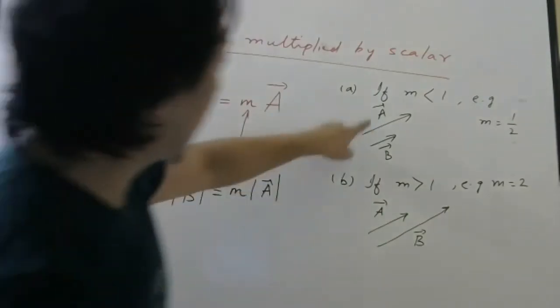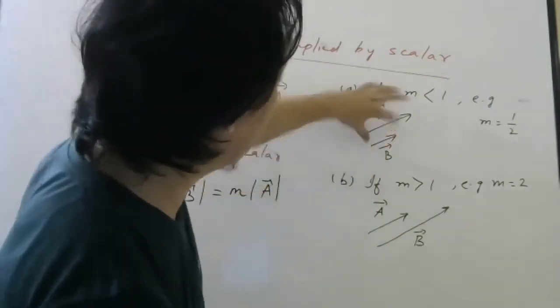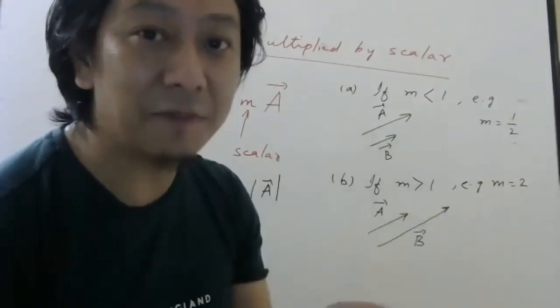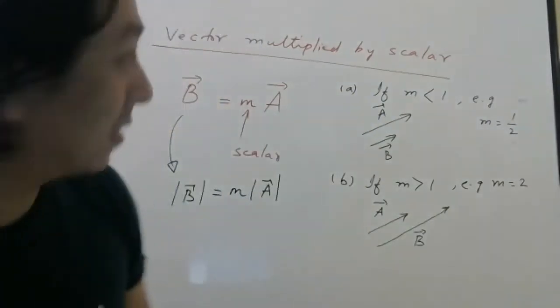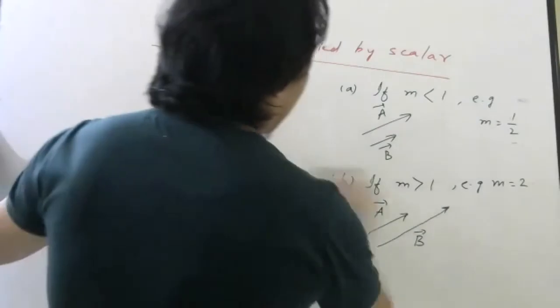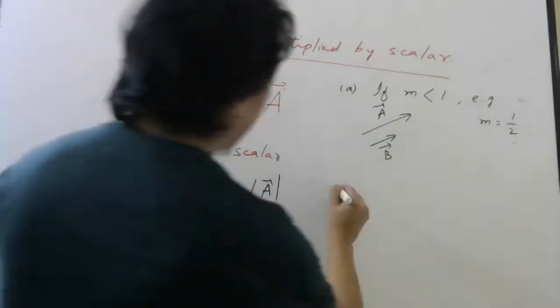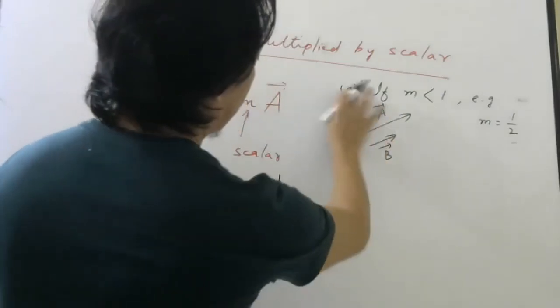Okay, if this is A bar, this much will be B bar. That is, the magnitude of B bar will be half, the magnitude will be half, meaning the length will be half. And can you tell me what will happen if this is part C?